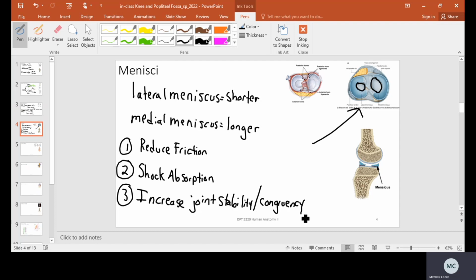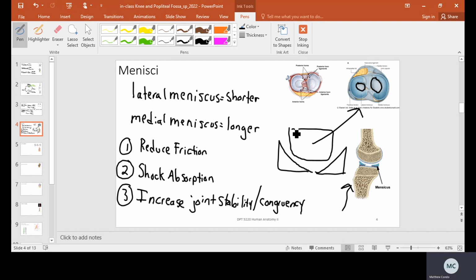Okay, take a look at this picture down here. How are those menisci shaped? Like a big triangle, right? I have a meniscus here. I have a meniscus here. I have this huge femur sitting down on top of it.